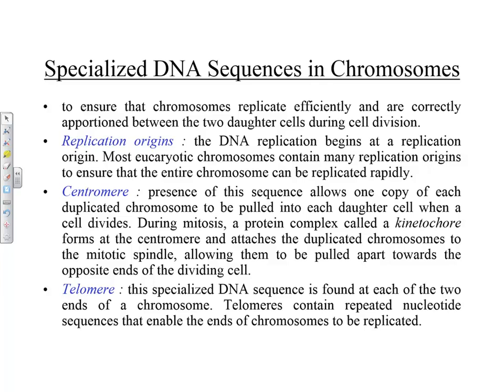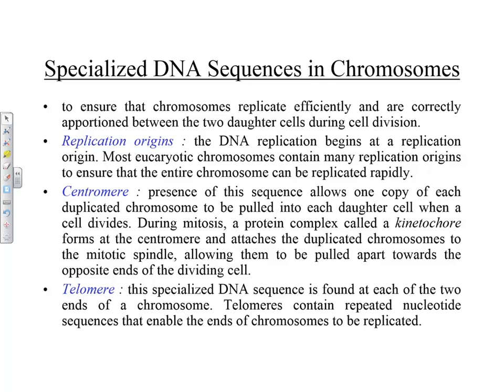So to ensure that chromosomes replicate efficiently and are correctly apportioned between the two daughter cells, you have what are called replication regions. We already talked about that. These are regions usually rich in AT pairs, because AT has a smaller number of hydrogen bonds, all right? So DNA replication begins at a replication origin. Most eukaryotic chromosomes contain many replication origins to ensure that the entire chromosome can be replicated rapidly, because eukaryotic chromosomes are much longer, okay?